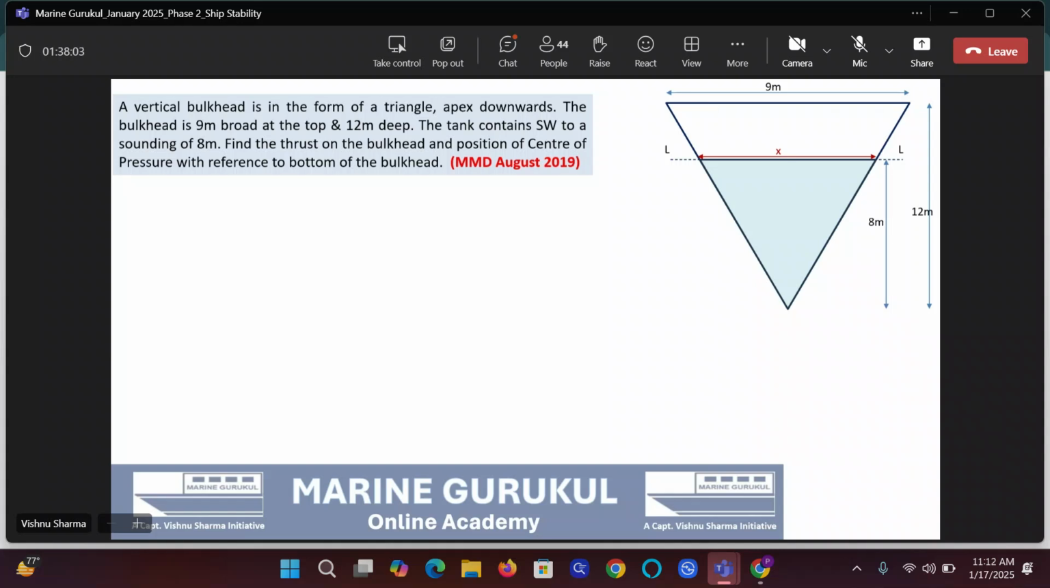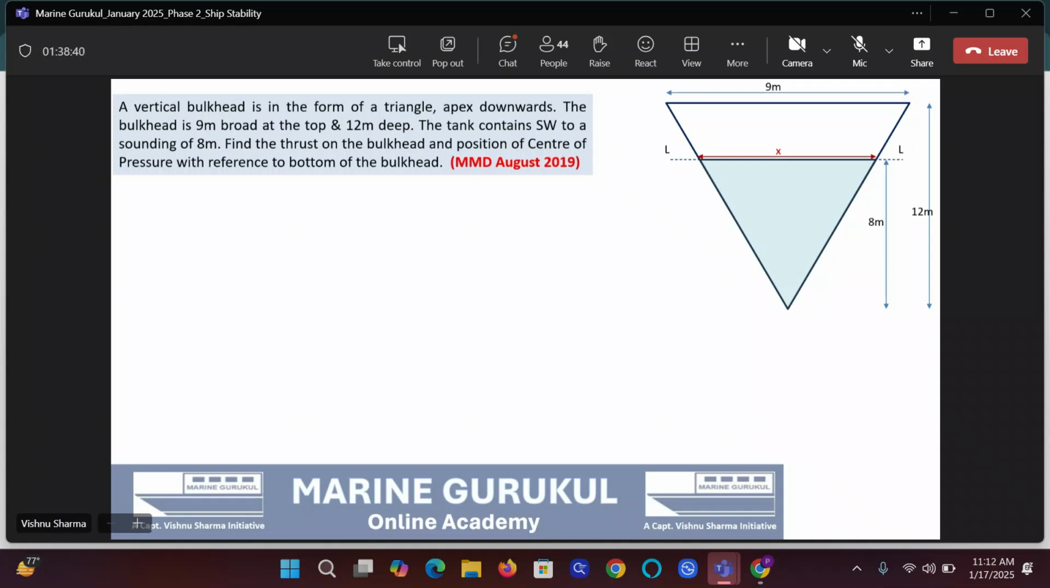The liquid level is at 8 meters distance from the bottom because the sounding is 8 meters. Correct, Peter? Now, guys, first find the thrust on the bulkhead and the position of the COP with reference to the bottom. Sometimes they also write KP, keel to center of pressure. That means the same. To get thrust and COP, you need this area. The blue area is the immersed area. Please shade the immersed area lightly with your pencil or pen.